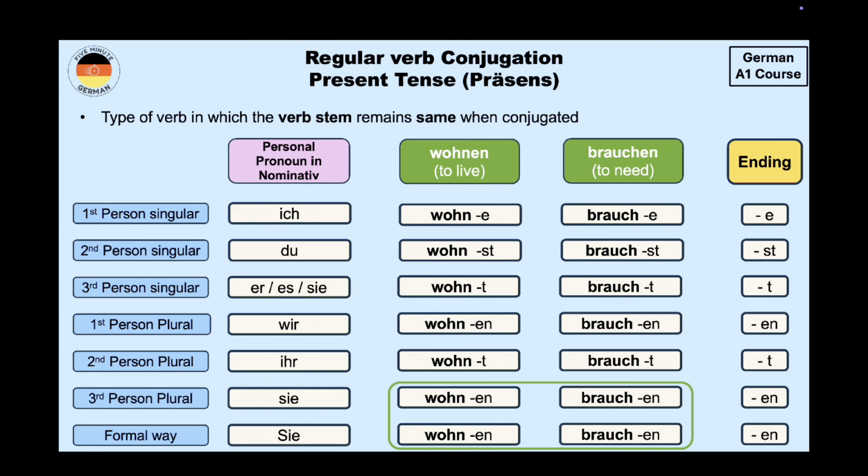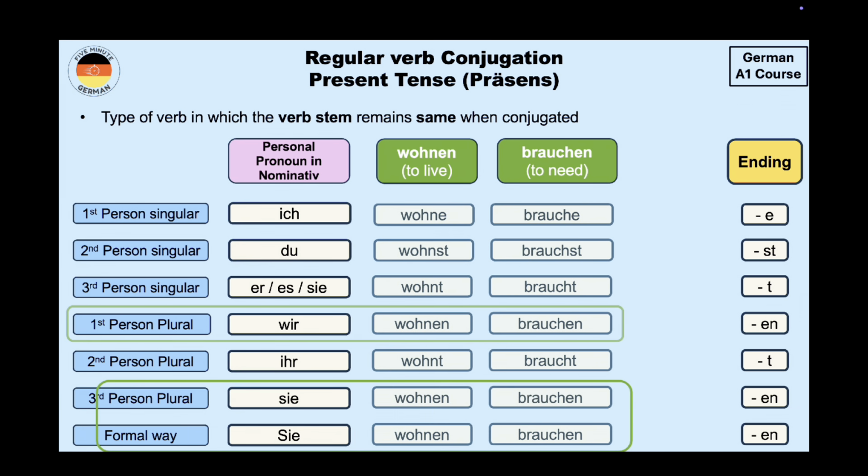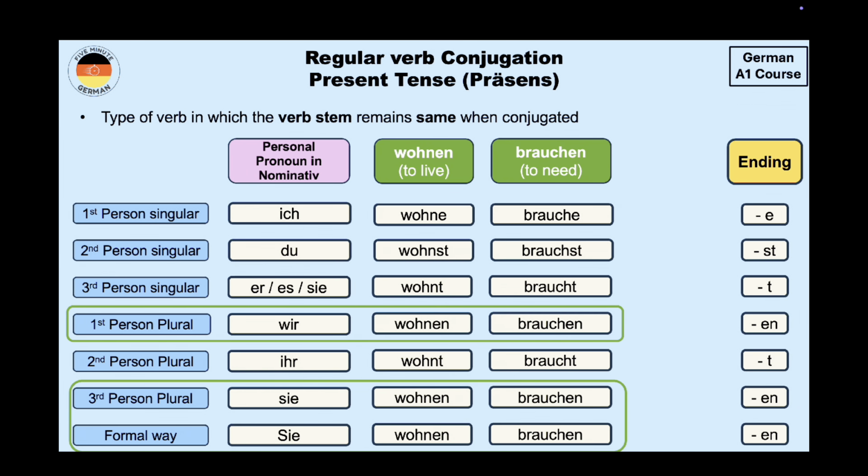So this means that whenever we conjugate a regular verb, the ending of these verbs will remain the same for the different cases. And if we know these endings, then we don't have to memorize the conjugations of all the regular verbs, and we can simply use these endings to conjugate them. Another thing that is interesting over here is that the first person plural, which is wir, the third person plural, and the formal way forms are the same as the infinitive form. So we will use the same ending as the infinitive form, which is en in this case.